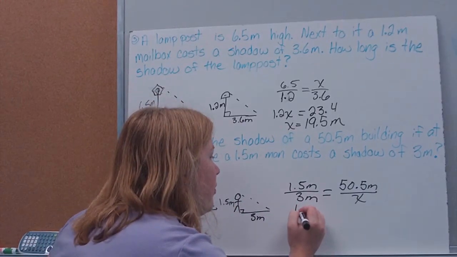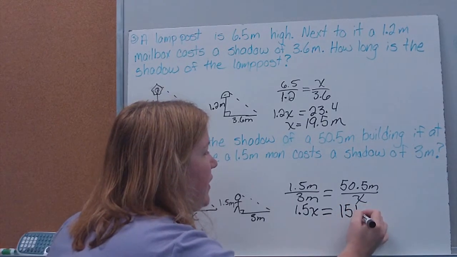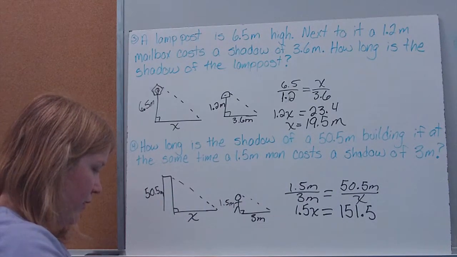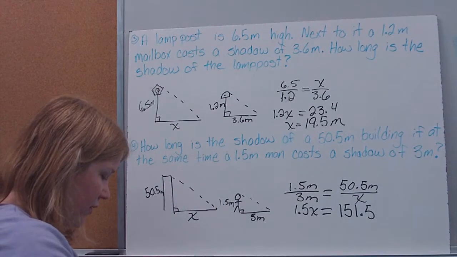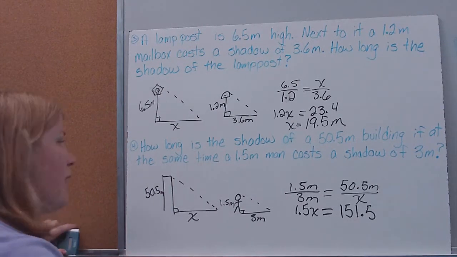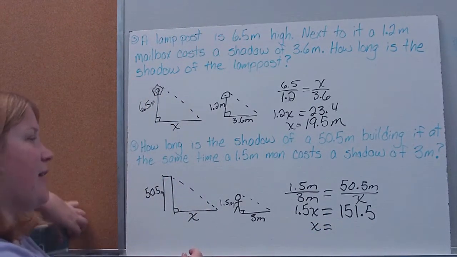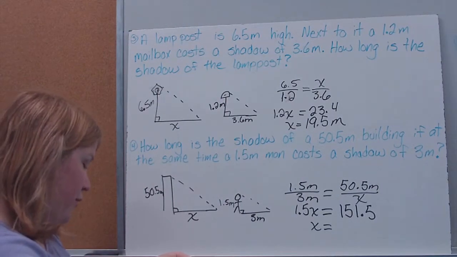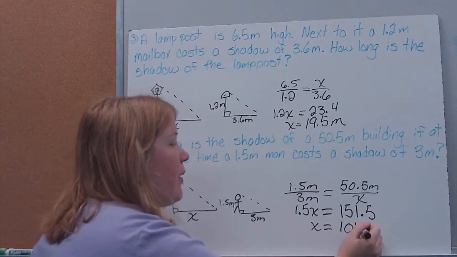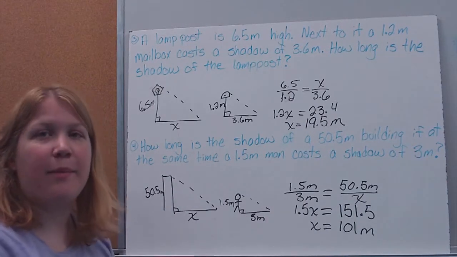So here, 1.5x is equal to 151.5, I believe. Let me double check that. If I can hit the right buttons. Times 3 is yes. My math skills are working today. Then when I solve for x, 1.5, I find that I get 101. We were talking about meters, so it's meters. So the shadow of this would be 101 meters.